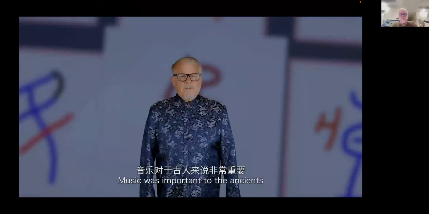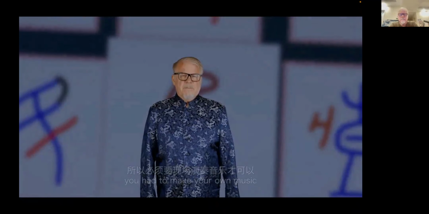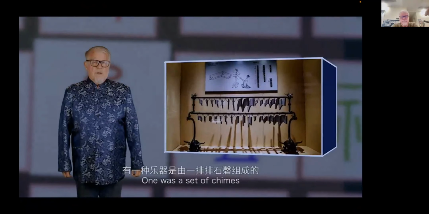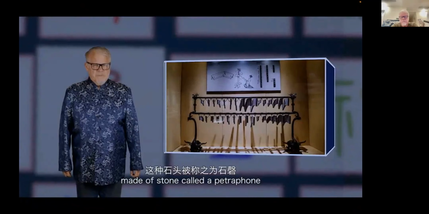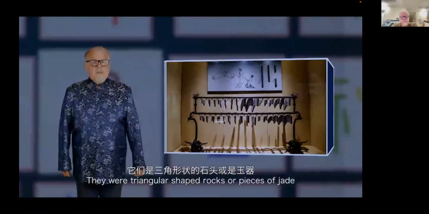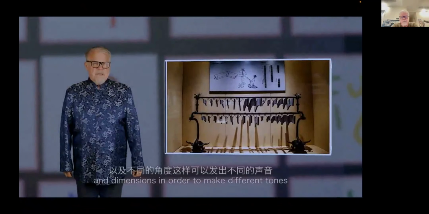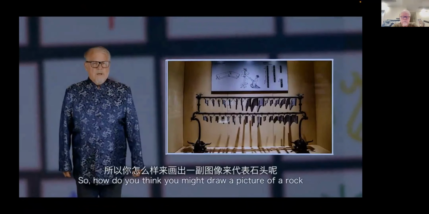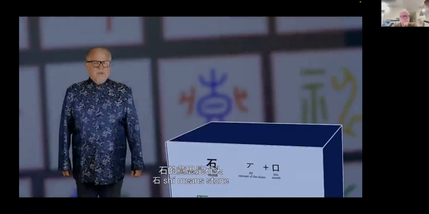Music was important to the ancients. Since they did not have recordings, you had to make your own music. In ancient China, they had some special musical instruments. One was a set of chimes made of stone called a petrophone. They were triangular shaped rocks or pieces of jade that were carved to different sizes and dimensions in order to make different tones. So, how do you think you might draw a picture of a rock?